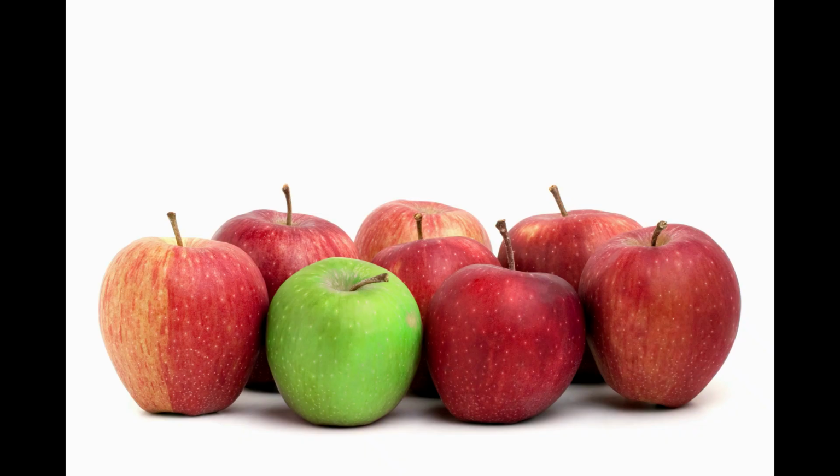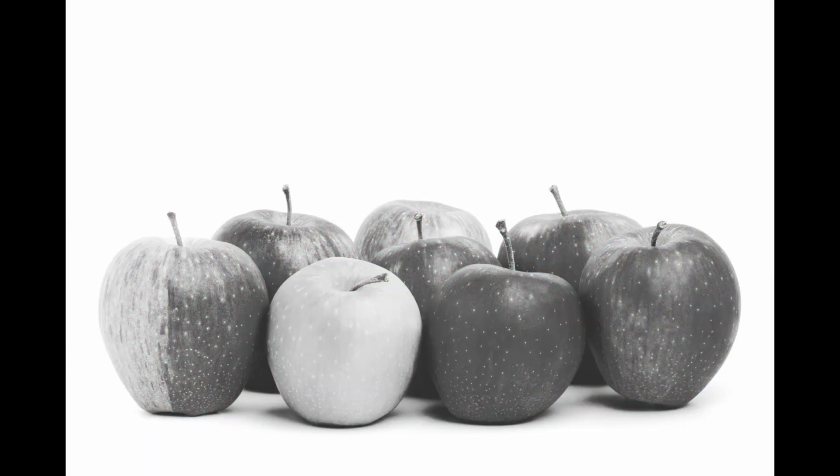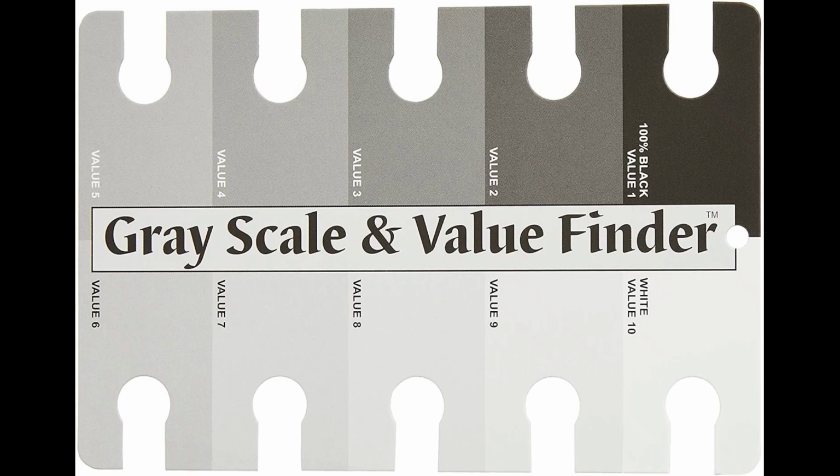Here you have an apple. An apple is red. But if I turn this apple into a grayscale, you could still tell it is the same apple. We're going to be using the Grayscale Finder a lot.